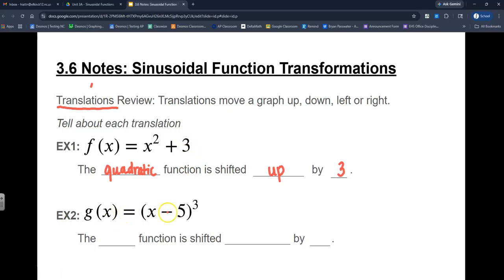If I have a number added or subtracted on the inside of the parentheses, then I know that I'm shifting left or right. So for example 2, this is a cubic function. I know that because of this cube that I see here. And it is shifted to the right by 5 units in this case. Remember that we go in the opposite direction of the sign when we're on the inside of the parentheses.